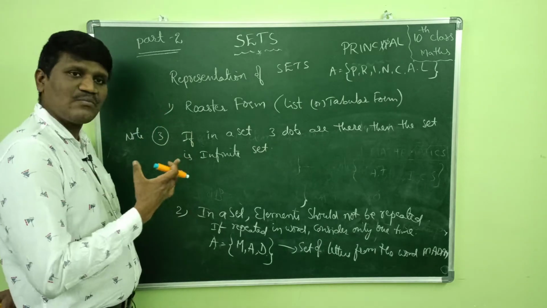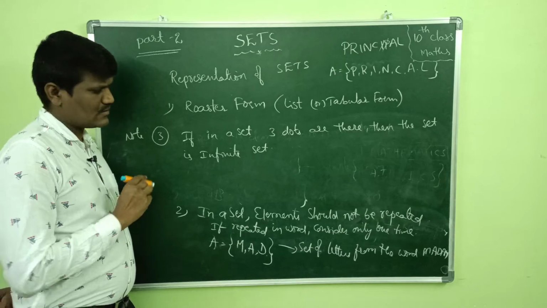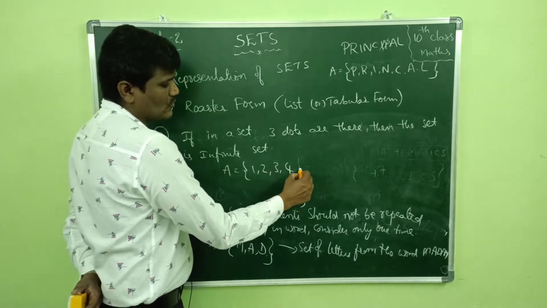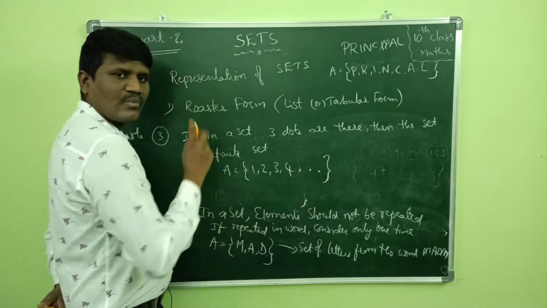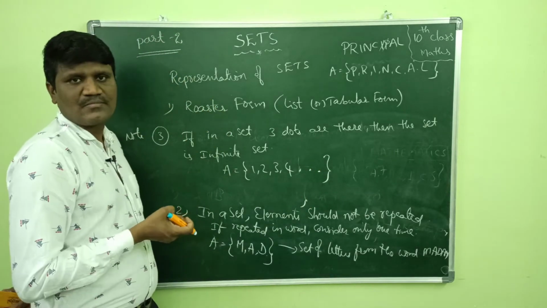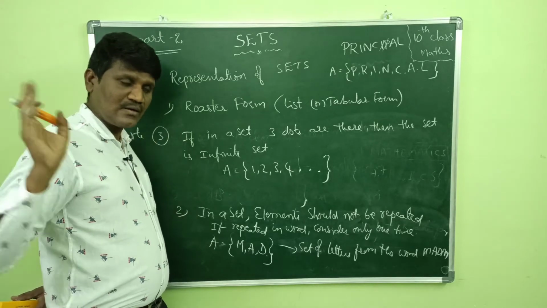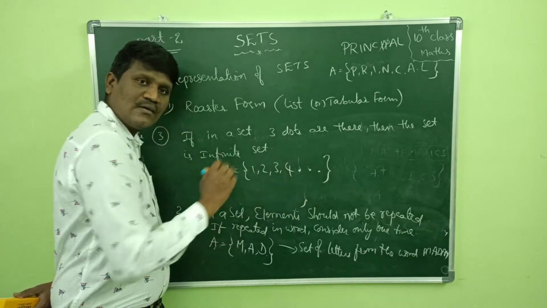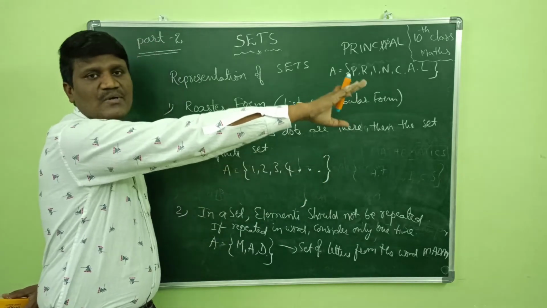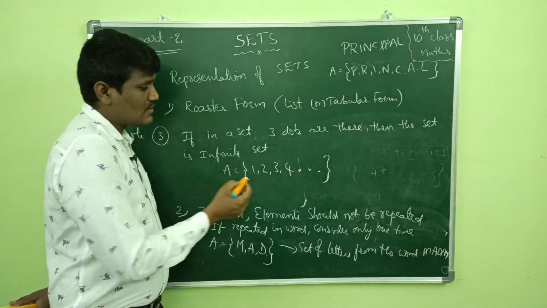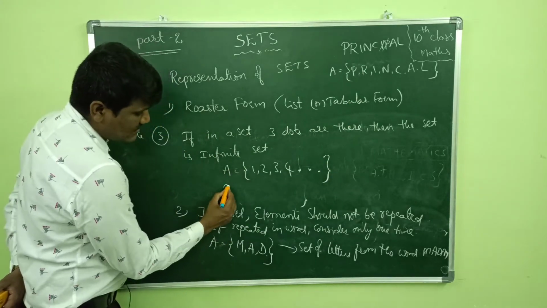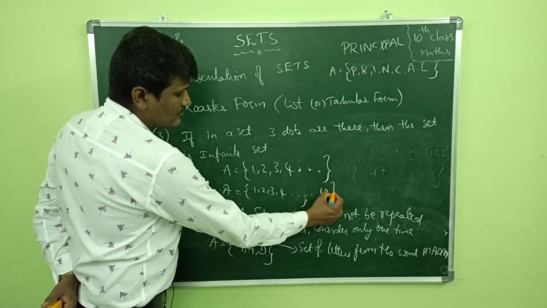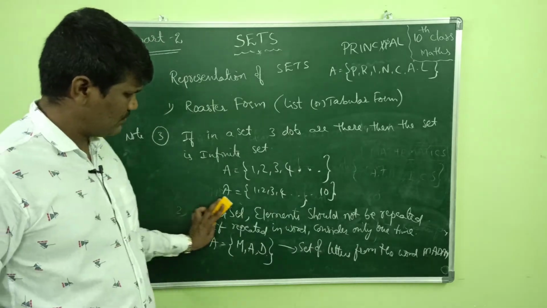So what does it mean? Infinite means the elements are infinite. Suppose I write A is equal to 1, 2, 3, 4, up to so on, 3 dots. Already you know that the natural number set is N is equal to 1, 2, 3, 4, up to so on. Always we use 3 dots here. So whenever in a set 3 dots are there, that means the number of elements of the set is infinite. There is no stop. Or else if you observe like this, A is equal to 1, 2, 3, 4, up to so on, 10. Just observe.